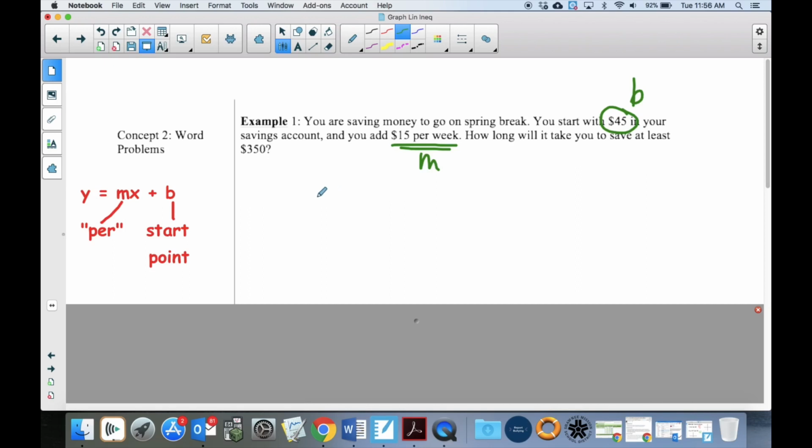We have a variety of ways we can solve this. We can make a table. We can make an equation. We could make a graph. We can kind of do a guess and check kind of thing. So because we are now more advanced in our algebra, let's go ahead and make an equation.